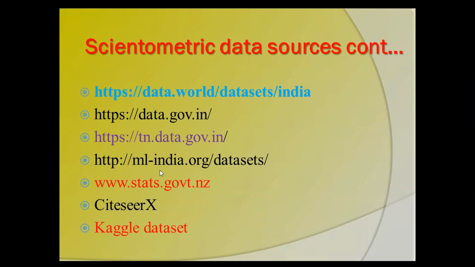But data for the whole world is available. Health related data is available. Engineering related data is available. For example, how many people migrated from one place to another place, all the data is available in data.world. This is open source, not only subscription. Another one is data.gov.in, where Government of India data is available.